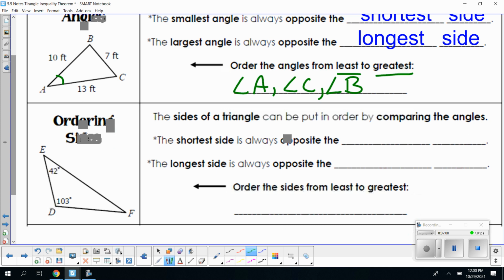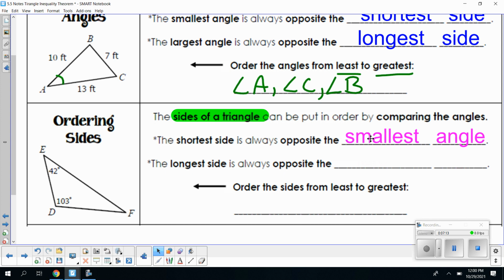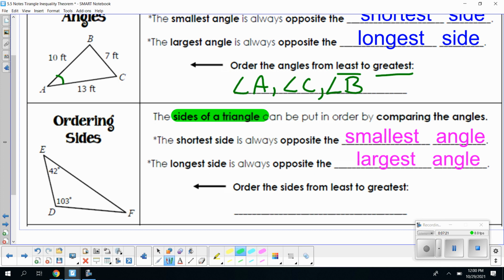Okay, ordering sides. The sides of a triangle can be put in order by comparing the angles. The shortest side is always opposite the smallest angle, and the longest side is always opposite the largest angle. So let's order these sides from least to greatest.